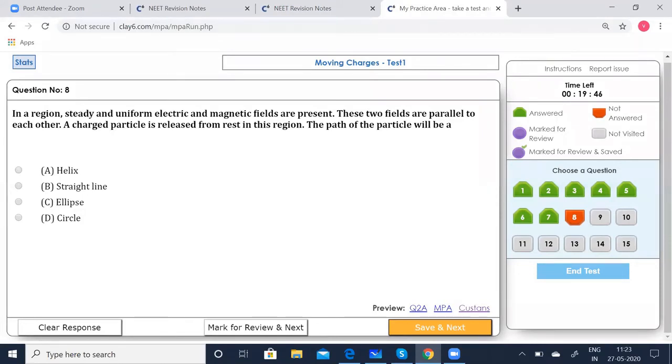But due to the motion of the charge, the magnetic force cannot have a non-zero value, because the angle between v and B is either 0 or 180 degrees. You know that. So only the electric force is acting on the particle, and hence it will move along a straight line. The electric and magnetic fields are parallel to each other, which means both are acting on the same axis. So in that case, it is going to be a straight line.